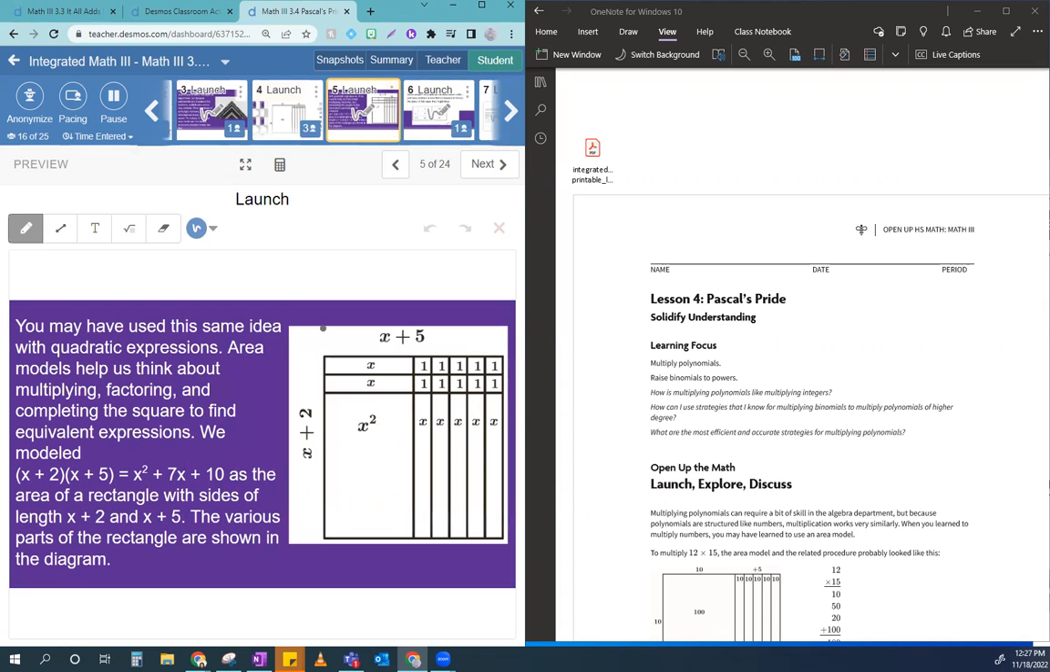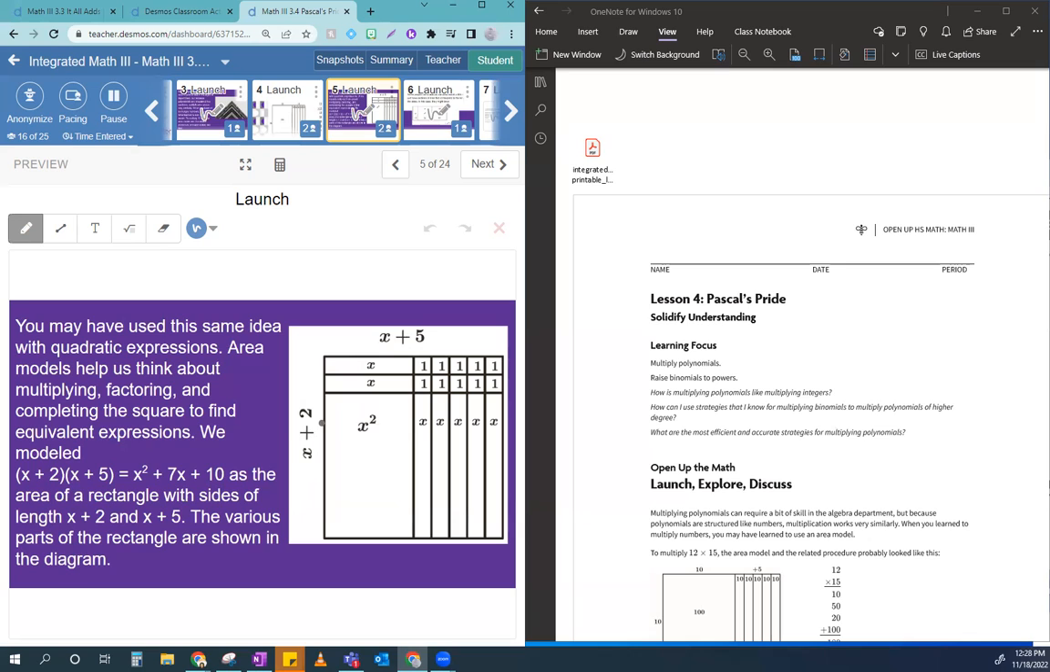Okay. Continuing. So you may have used the same idea with quadratic expressions. Area models help us think about multiplying, factoring, and completing the square to find equivalent expressions. So if you also used the box method last year or the year before, this is kind of what it looks like. I'll show you a simplified version, or generic, they call it the generic version, in a second. So your point is, where is x plus 5, Ms. Johnson? Oh, it's up there. Oh yeah, this is kind of like your 15. And x plus 2, where is that x plus 2? Oh, it's right there.